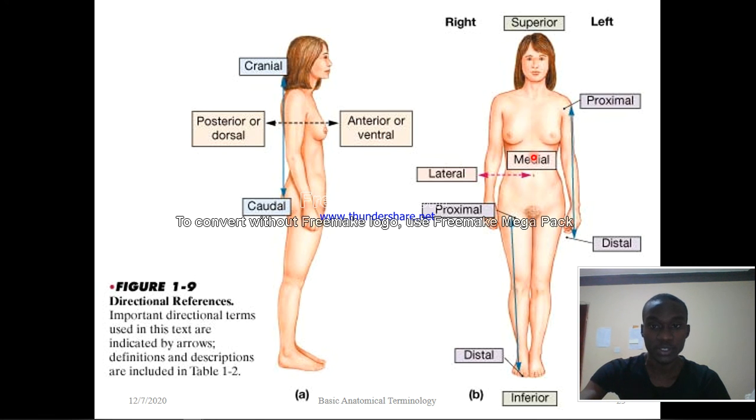Medial is the mid part, the middle part. Lateral is towards the side, away from the middle. So we can also divide the body into right and left. So we refer to lateral right, lateral left, something like that.